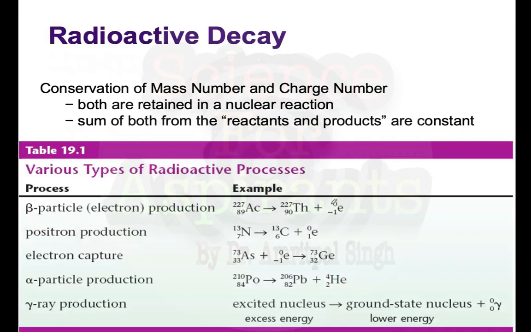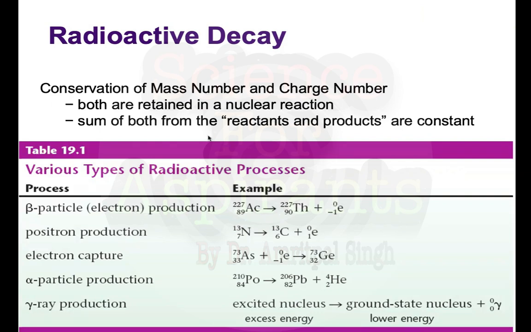So what is basically happening in these radioactivity reactions? There is conservation of mass number and charge number, which always remain the same. Both are retained in nuclear reactions. Sometimes you are asked to balance nuclear reactions. Then you have to balance them by conserving the mass number and charge number of reactants and products, and then you can find out the daughter particle or other particle emitted when the parent nucleus is converted.